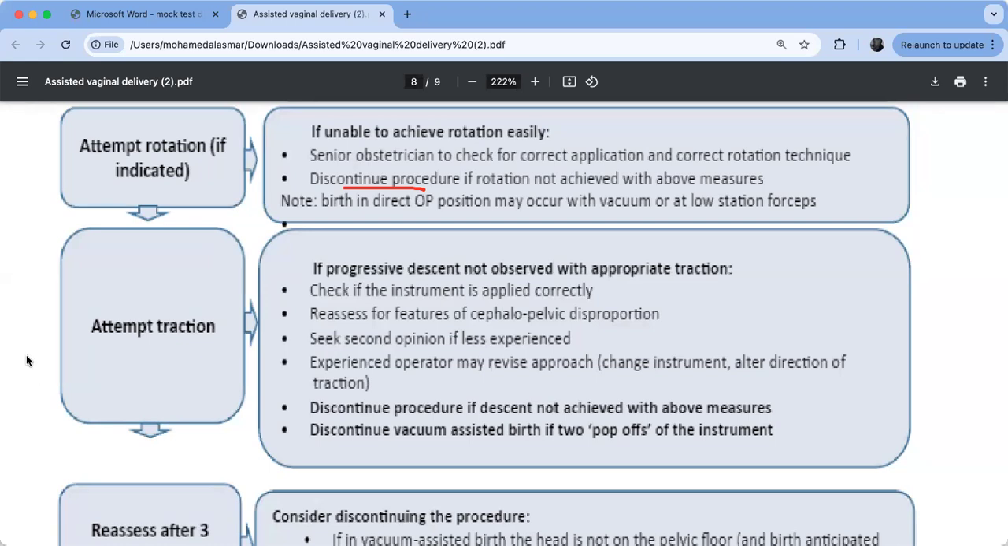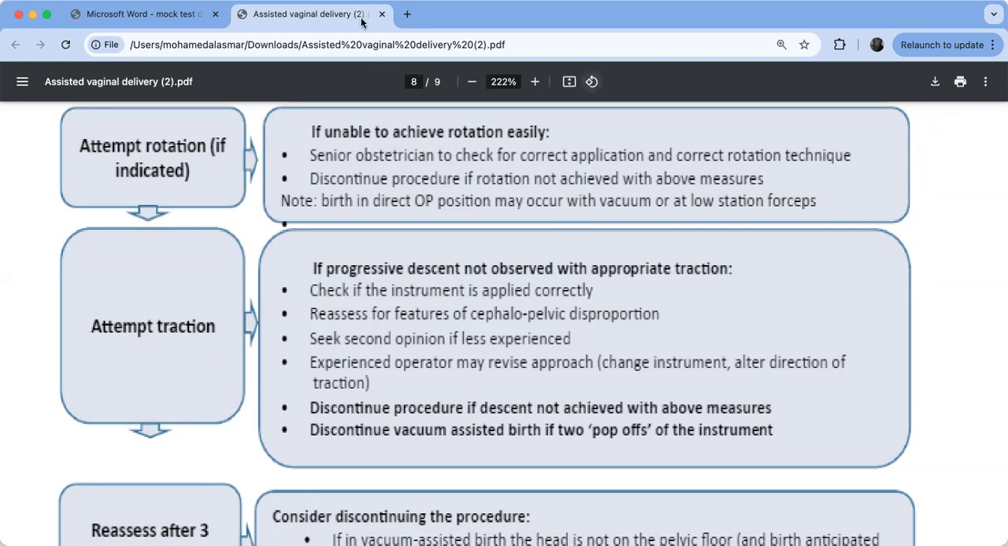So if you are not able to rotate with the instrument easily, don't force rotation, right? So you have revised your correct application and the correct rotation technique, but it's not rotating. So stop, discontinue the procedure. Very important in the MCQ because you will choose when to discontinue.